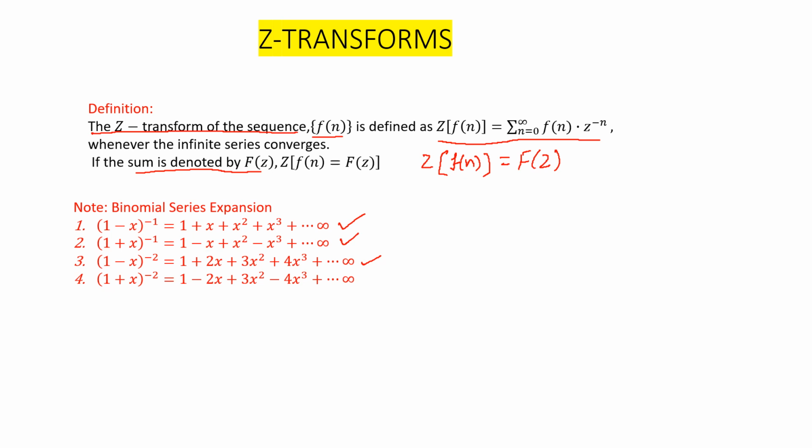The third one, if I have (1 minus x) to the power minus 2, then we have 1 plus 2x plus 3x power 2 plus 4x power 3 plus up to infinity. And if I have (1 plus x) whole power minus 2, then we have 1 minus 2x plus 3x power 2 minus 4x power 3 plus up to infinity. If I have a minus sign here and a negative exponent, then all the terms in the series will be positive. If I have plus here with the negative exponent, then you have alternate signs starting from plus, then minus, plus, minus and so on.